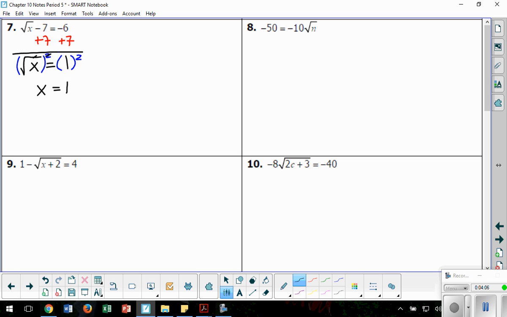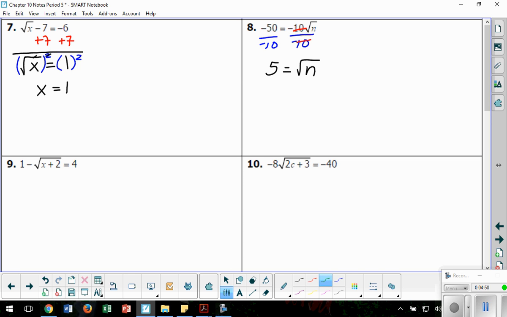So I'm going to ask the question, is the square root by itself? No, it's not. What's attached to it? The -10 and the square root, what are they doing? Add, subtract, multiply, or divide? What's the opposite? Divide. Perfect. So divide, because they're multiplying. Those cancel, and we get 5 equals the square root of n.